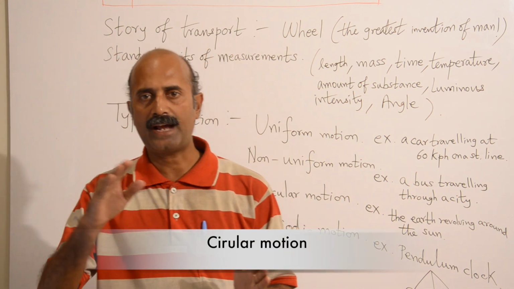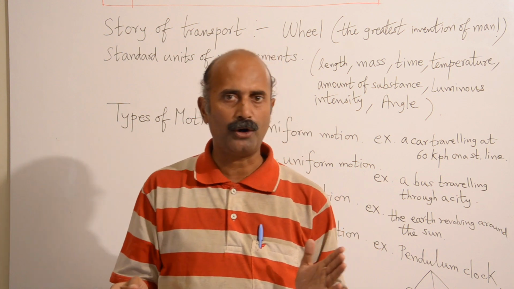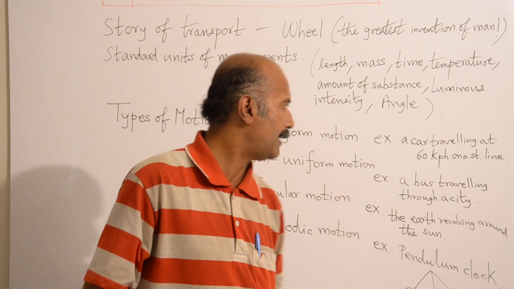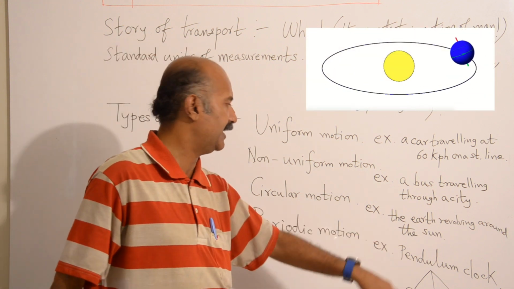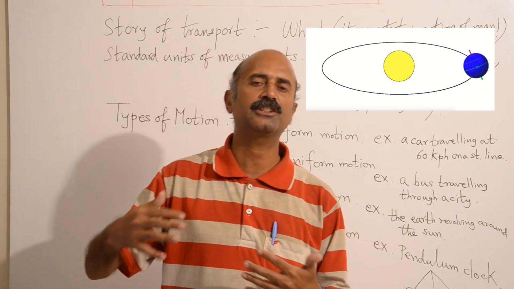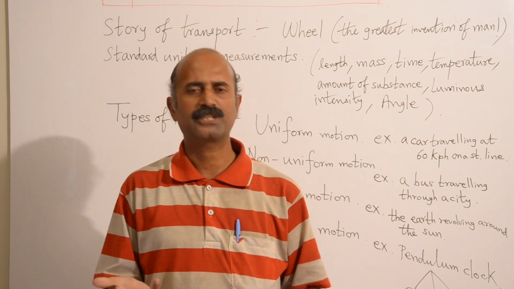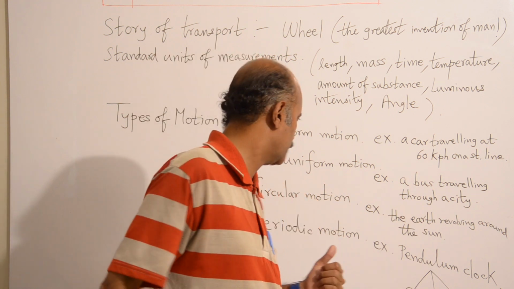Circular motion. When the body is traveling in a circle around another body, using that as a center, that is known as circular motion. For example, the earth revolving around the sun is a circular motion because the earth is revolving around the sun regularly in a circular path. So that's why it's known as circular motion.